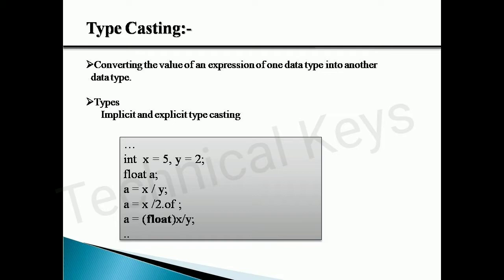Here, I am telling the compiler to consider x as a float number for a temporary purpose. Again, I'm saying for a temporary purpose. Consider x as a float number and divide this float number by an integer. Internally it will perform the division as 5.0 divided by 2 and give me the answer 2.5.